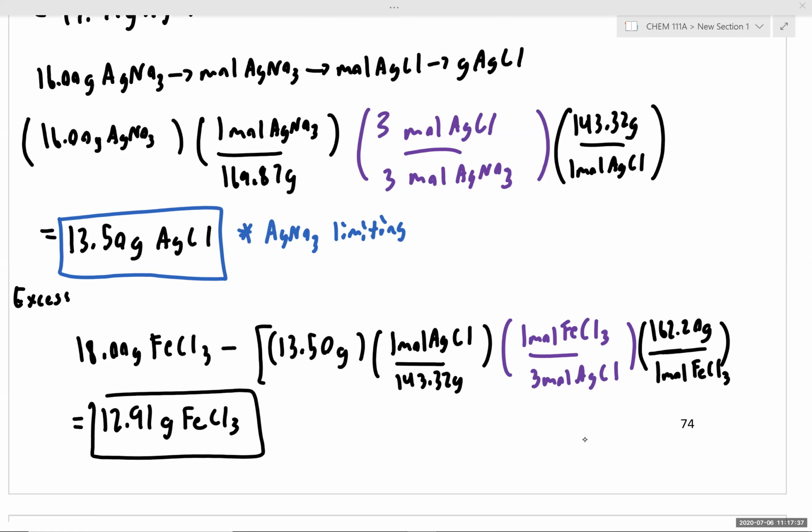I haven't seen that method before. It's not very common, but it certainly works and it's logically sound.